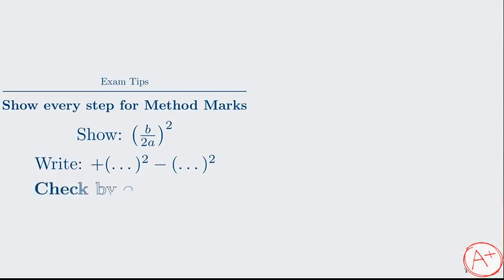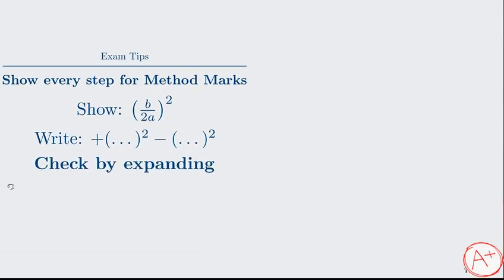A brilliant way to ensure accuracy is to quickly expand your finished vertex form in your head. If 3 times x minus 2, squared, minus 5 doesn't expand back to your original expression, you know you have made a sign error or missed a multiplication.